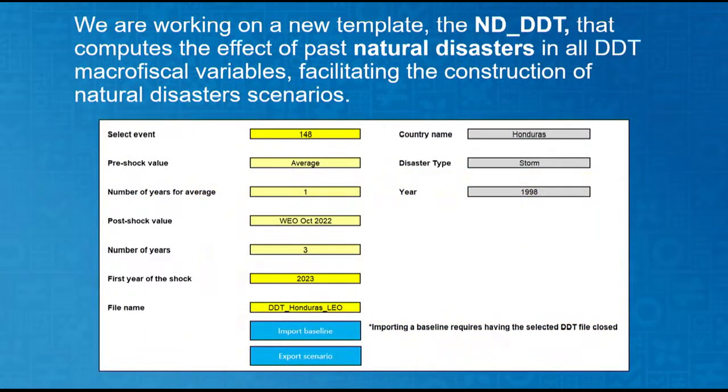We wanted to say that we are now working on a new template that we call the NDDDT, Natural Disasters for the DDT. In this template, we look at past natural disaster events, and we look at the effects these events had on the key variables that affect debt changes, so on the key assumptions of the DDT. With this template, it's very easy to create natural disaster scenarios for your public debt projections.